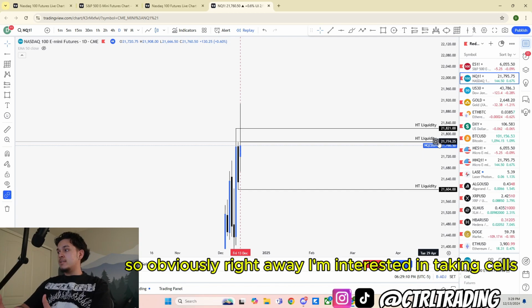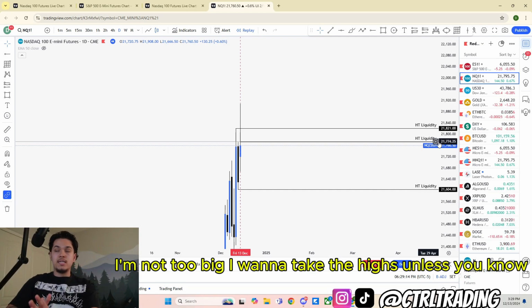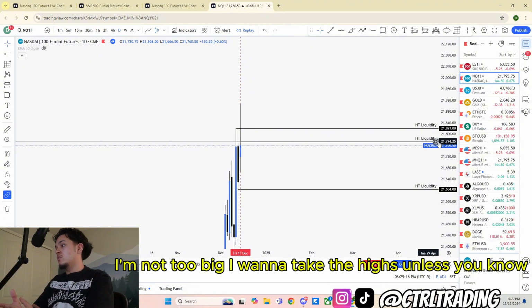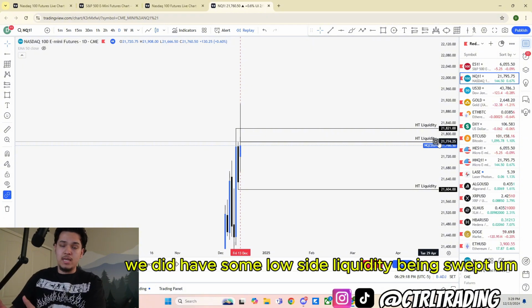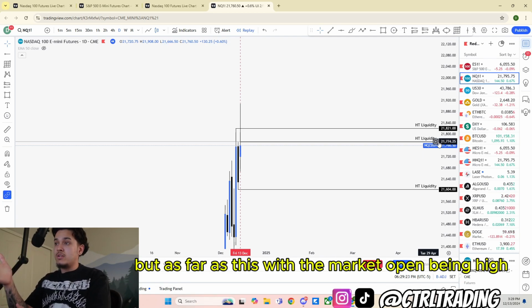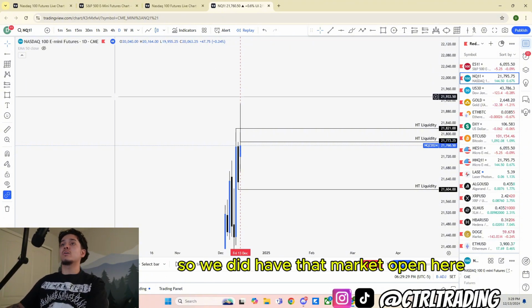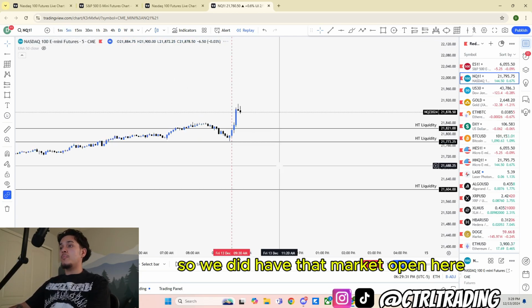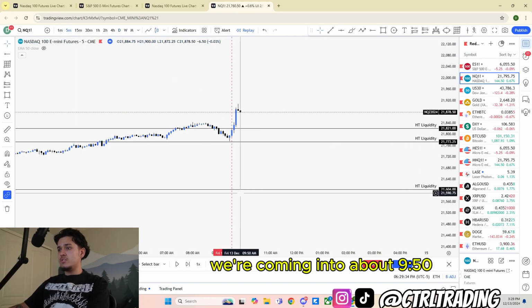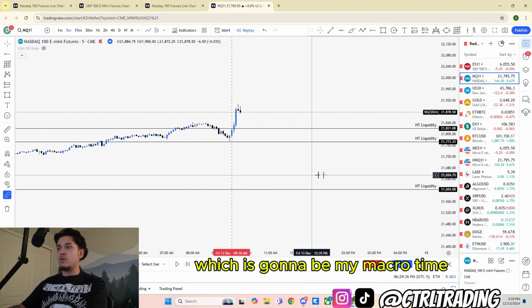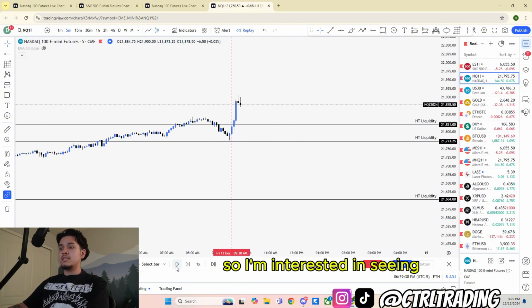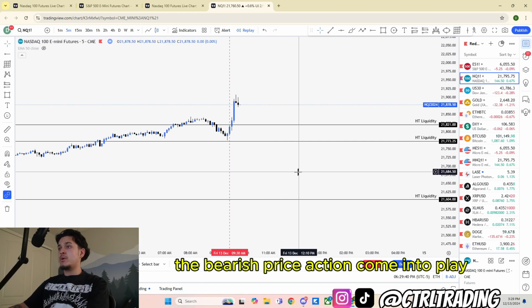So obviously, right away, I'm interested in taking sells. I'm not too big on wanting to take the highs unless we did have some low side liquidity being swept. But with the market open, high time frame buy side liquidity being swept, sells are the way to go. So we did have that market open. Here we're coming into about 9:50, which is going to be my macro time. So I'm interested in seeing the bearish price action come into play.